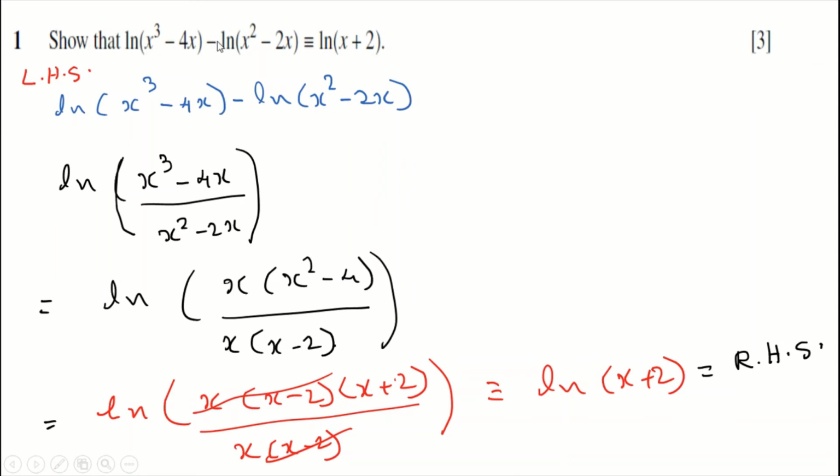This is a logarithmic identity. So what you should do here is to consider the left hand side and use the algebra and rules of logarithm, simplify it and come out with the right hand side. So let's take the left hand side. ln(x^3 - 4x) - ln(x^2 - 2x). This is a minus here, therefore we can apply the logarithmic rule. Minus means division. So (x^3 - 4x) divided by (x^2 - 2x).